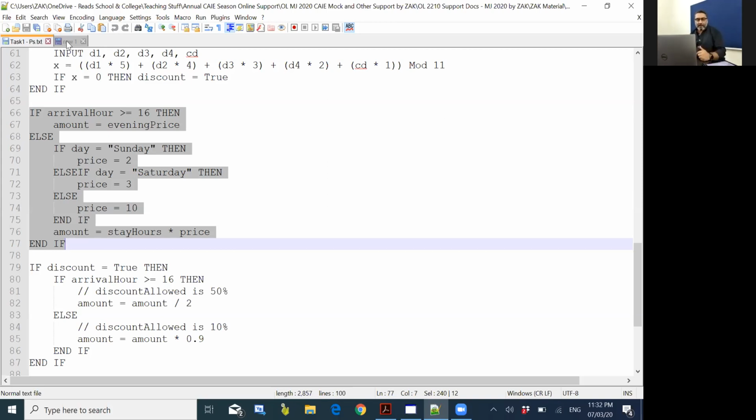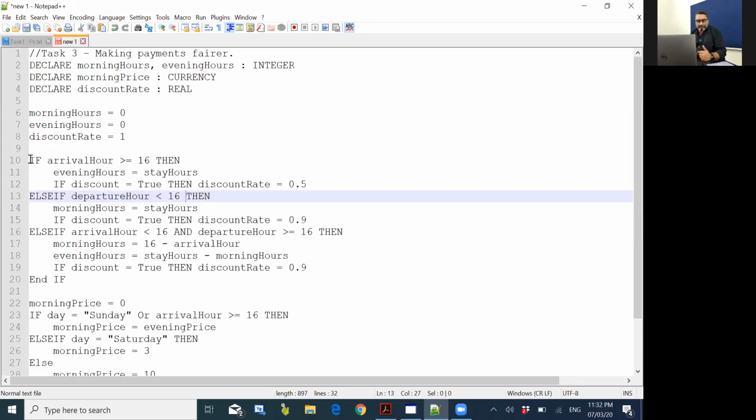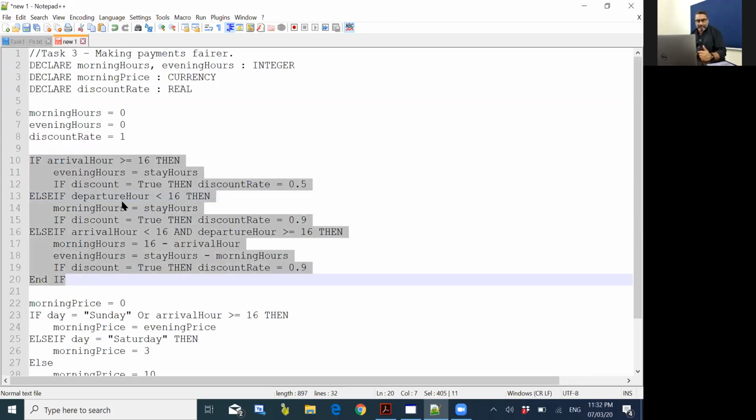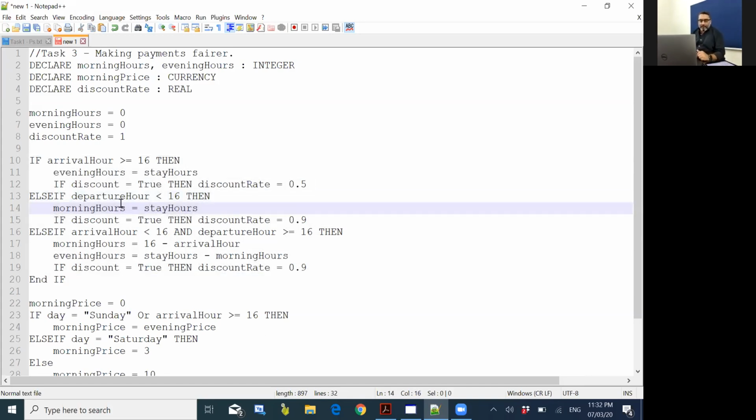So let's see how the whole thing is happening over there. First of all, we have to calculate the number of hours in the morning and the number of hours in the evening. So we would have to have two more variables, morning hours and evening hours. They both will be the integer type. Integer means whole number type. And then we will be deciding the morning price. So let's see, morning hours and evening hours will be initialized at 0.